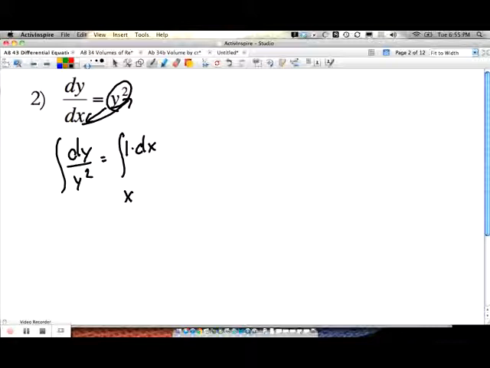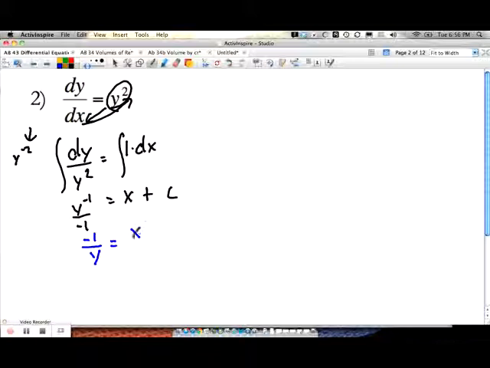The integral of dx is just x. We're going to add our constant over here. And the integral over here, this is really y to the negative 2. And then if I use power rule, I'm going to add 1 to that power. So it's going to become y to the negative 1 over negative 1. Let's do some rewriting here. y to the negative 1 over negative 1 is really negative 1 over y.